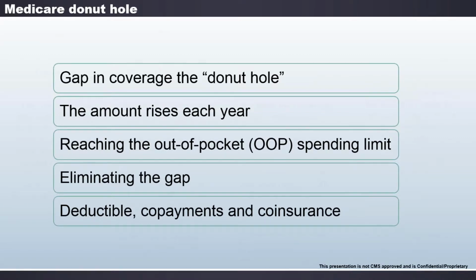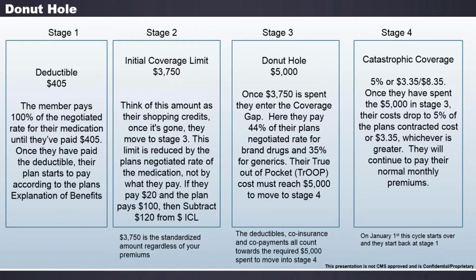Then, bringing it down to what the different stages are and how it works out. You have your stage 1, the deductible, which would be $405. The member will pay 100% of the negotiated rate for their medication, up to that $405 deductible, before the plan will start paying on the prescriptions. Then there's stage 2, which is their initial coverage limit. Their deductible is already met, so now we're going to move into their coverage limits.